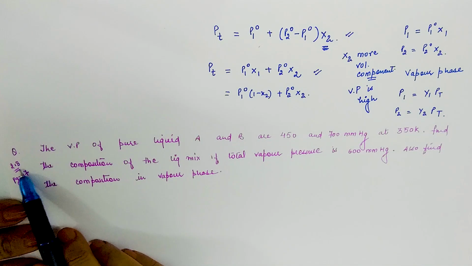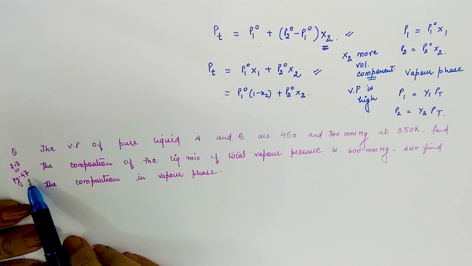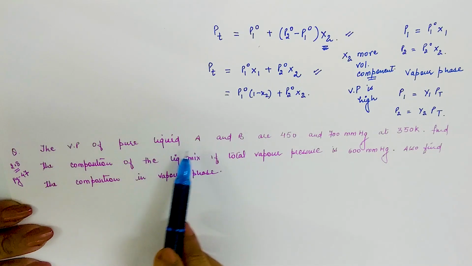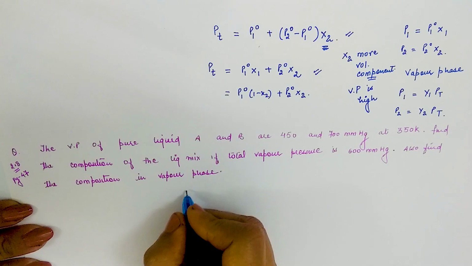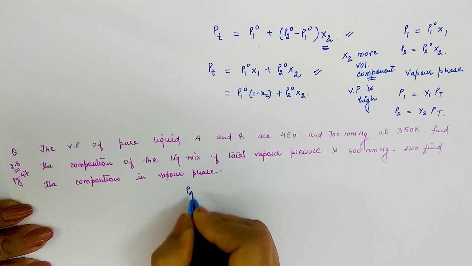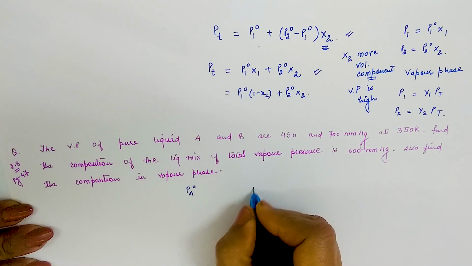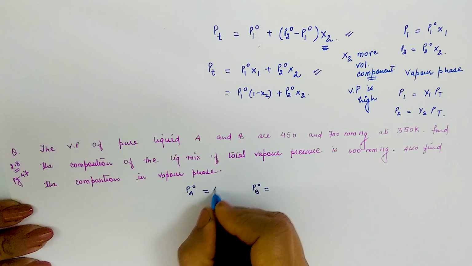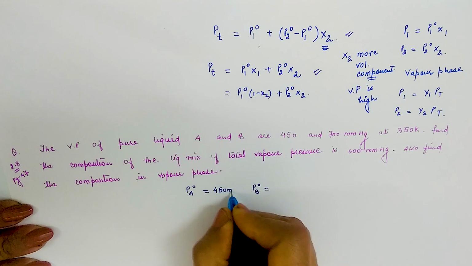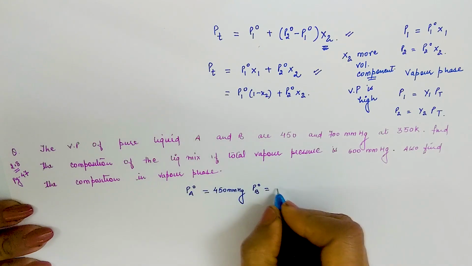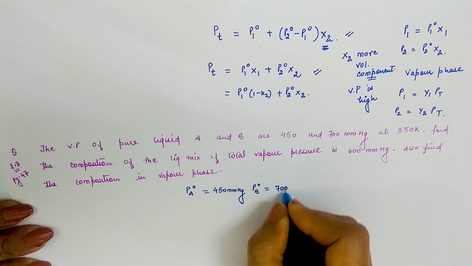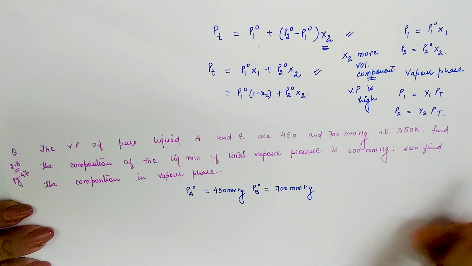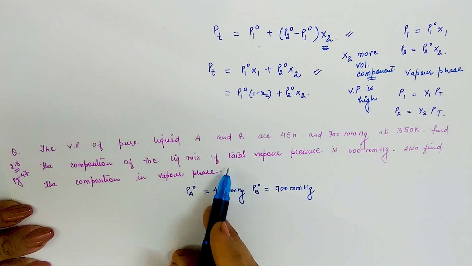Now see what you have to answer in the question. It is in-text question 2.8 on page number 47 of your NCERT book. The vapor pressures of pure liquids A and B, that is PA naught and PB naught, are given to you. Their vapor pressures are 450 mmHg and 700 mmHg at 350 Kelvin.